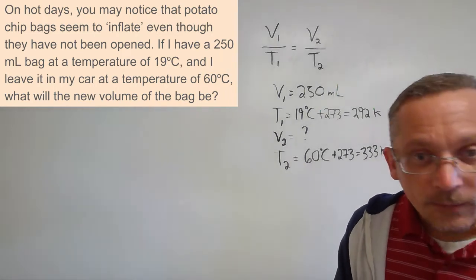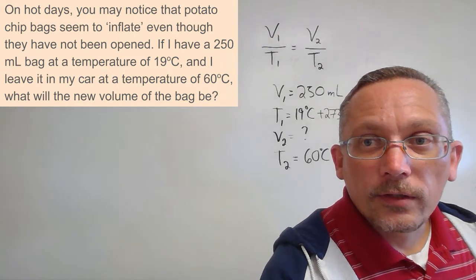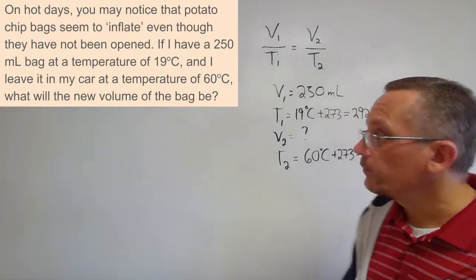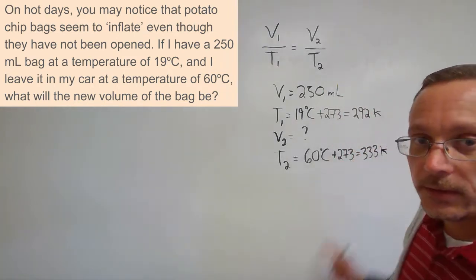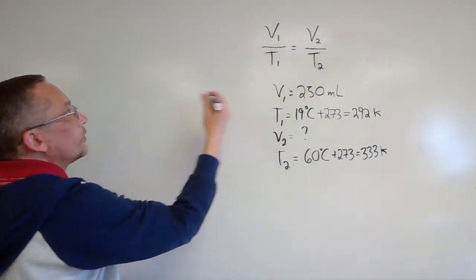Okay, now we will take these numbers and put them into Charles' law and solve for the one that we don't know. Okay, let's come over here. So volume 1 was 250.